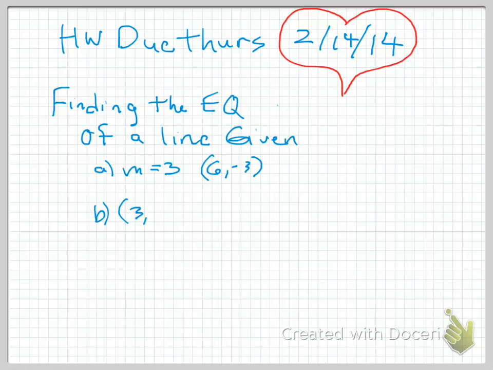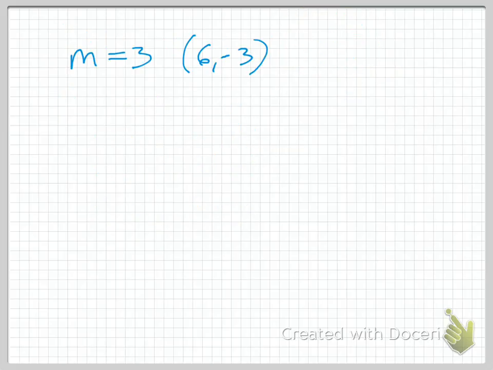Finding the equation of a line is the idea, and there's two different situations. One where I give you the slope and a point, and the other where I give you 2 points. The only difference is in part B, you got to go find the slope, whereas in part A, I give it to you. The rest is all the same. So here goes. So let's go with that first one.